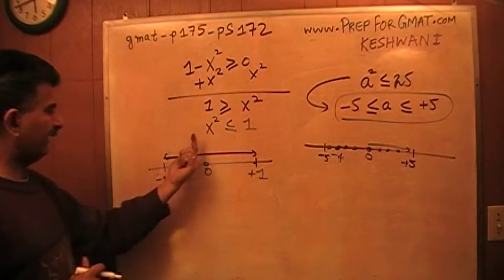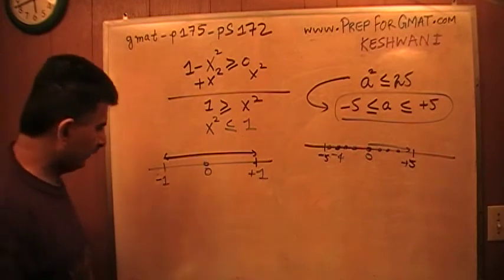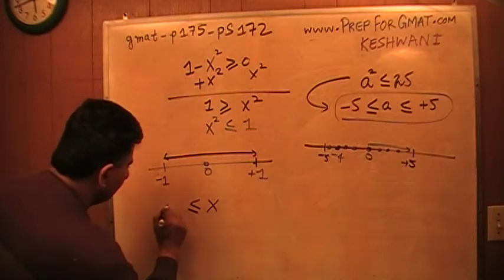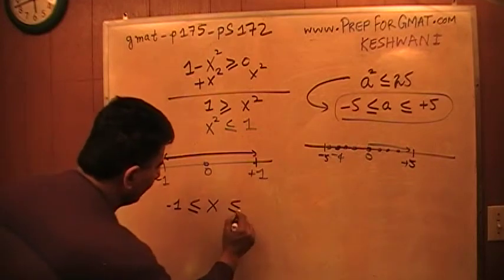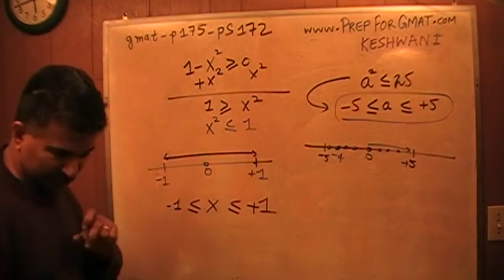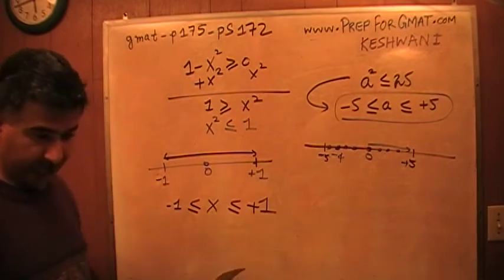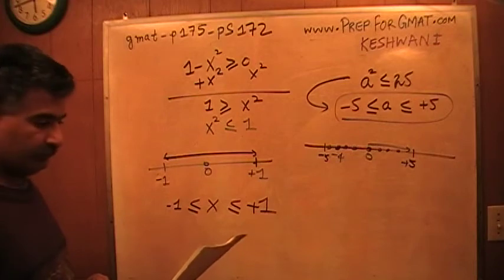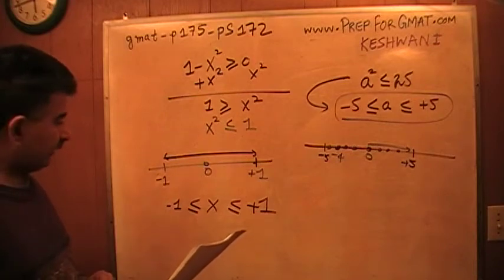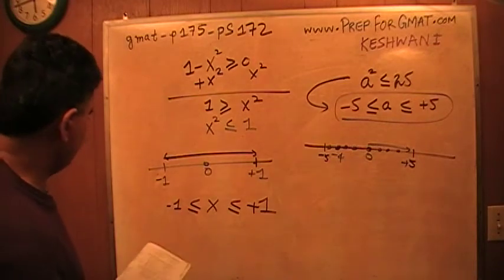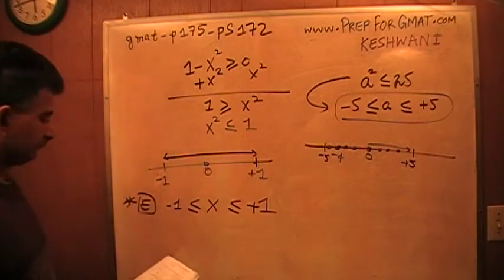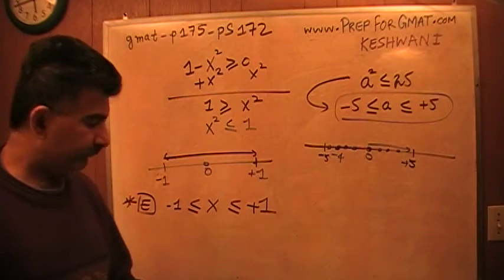So the correct answer is that x is between -1 and +1. And how do you write it? This is how you write it. X has to be more than or equal to -1 and less than or equal to +1. That's your answer. What do we have? Well, there you go. That's the answer choice. That's it. That's all it is.